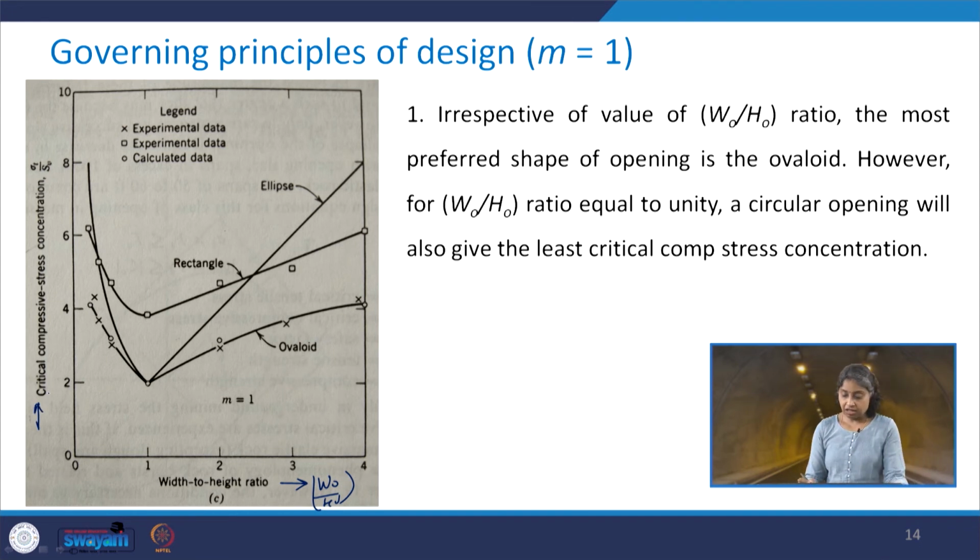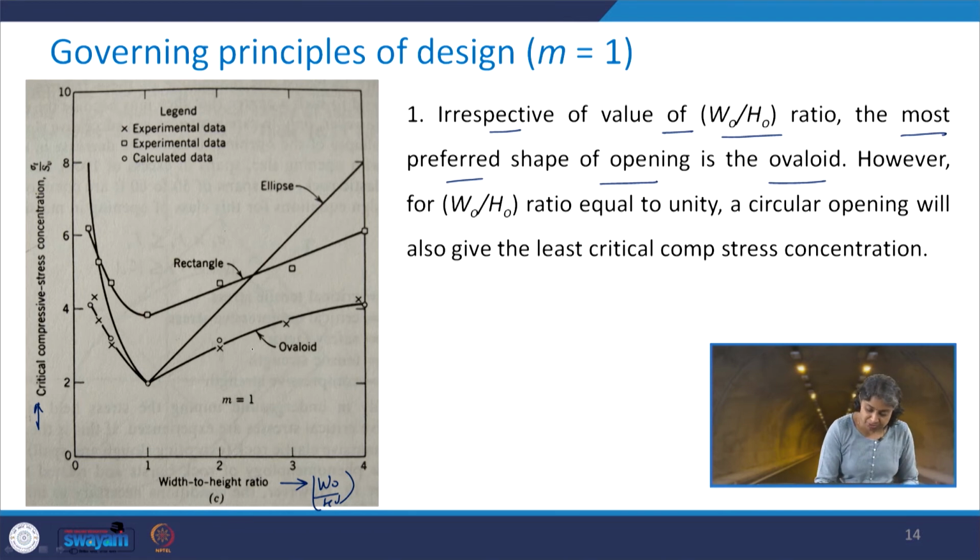compressive stress condition. So, in this case you can see that irrespective of the value of W naught by H naught ratio, the most preferred shape of the opening is ovaloid. So, you see that this plot is for the ovaloid shape, and whatever is the value of W naught by H naught, this will always give me the least value of critical compressive stress concentration. So, this will always be the most preferred shape of the opening as compared to ellipse and the rectangular opening.